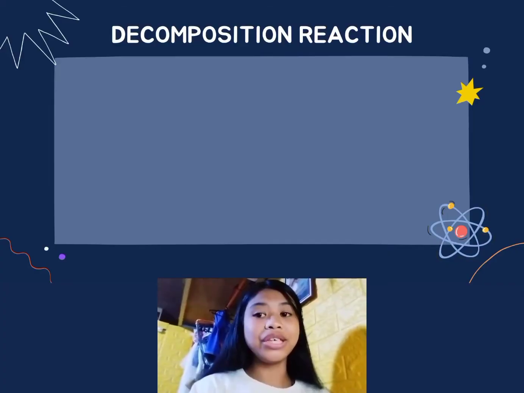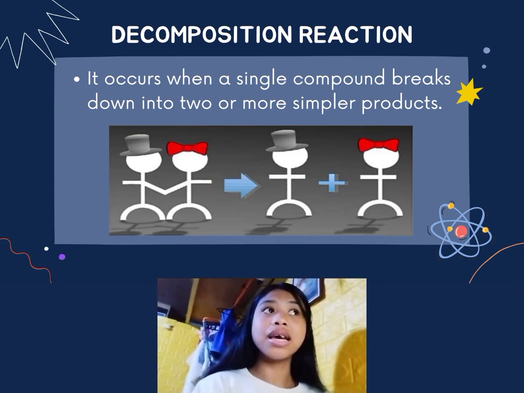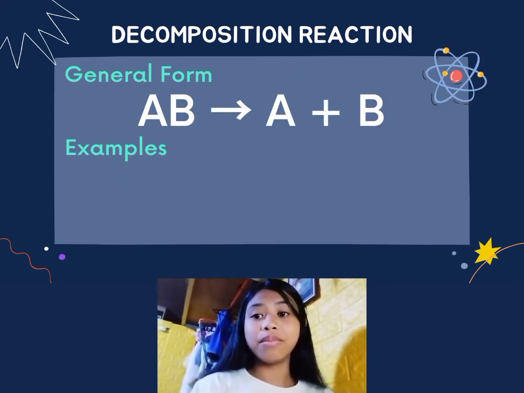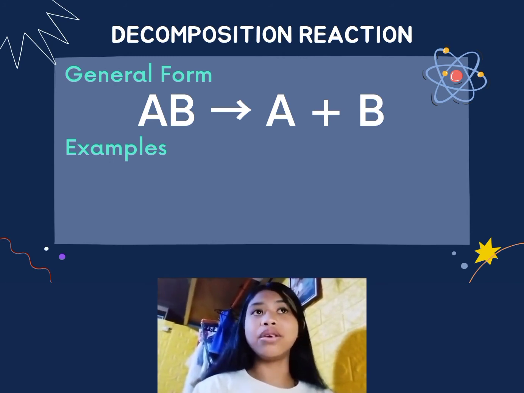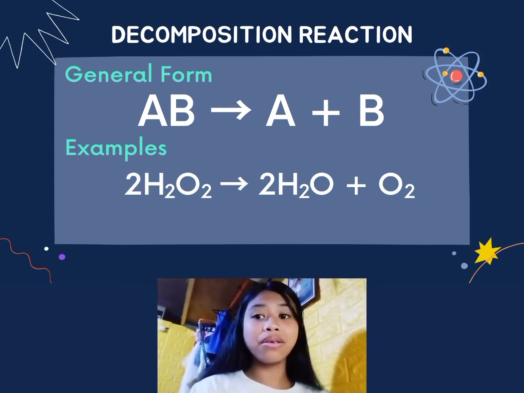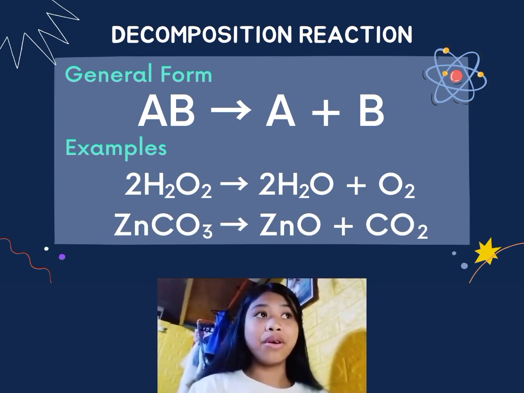The second type of chemical reaction is decomposition reaction. It occurs when a single compound breaks down into 2 or more simpler products. The general form of this chemical reaction is AB reacts to form A and B. AB is the reactant while A and B on the right are the products. Examples of these are hydrogen peroxide reacts to form water and oxygen gas. Zinc carbonate reacts to form zinc oxide and carbon dioxide.